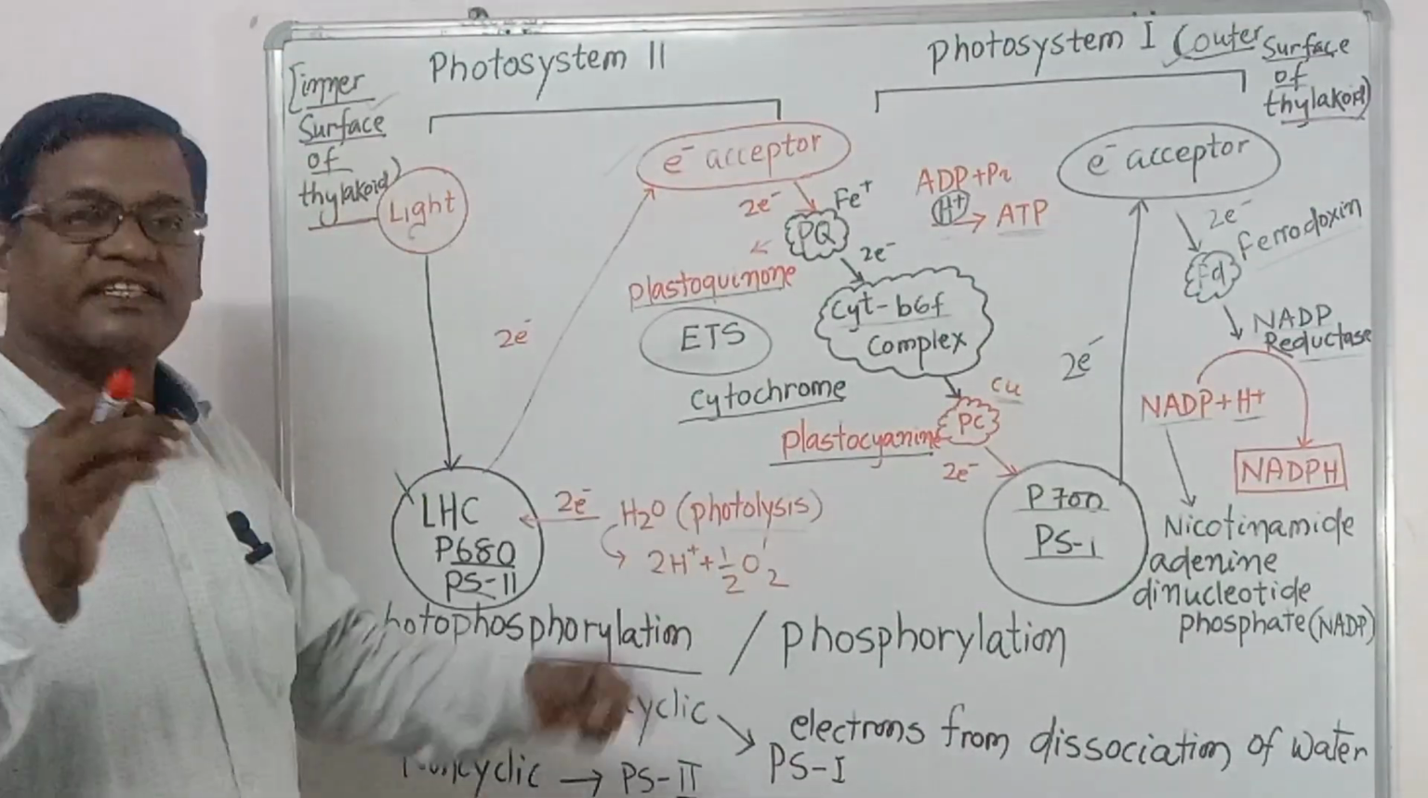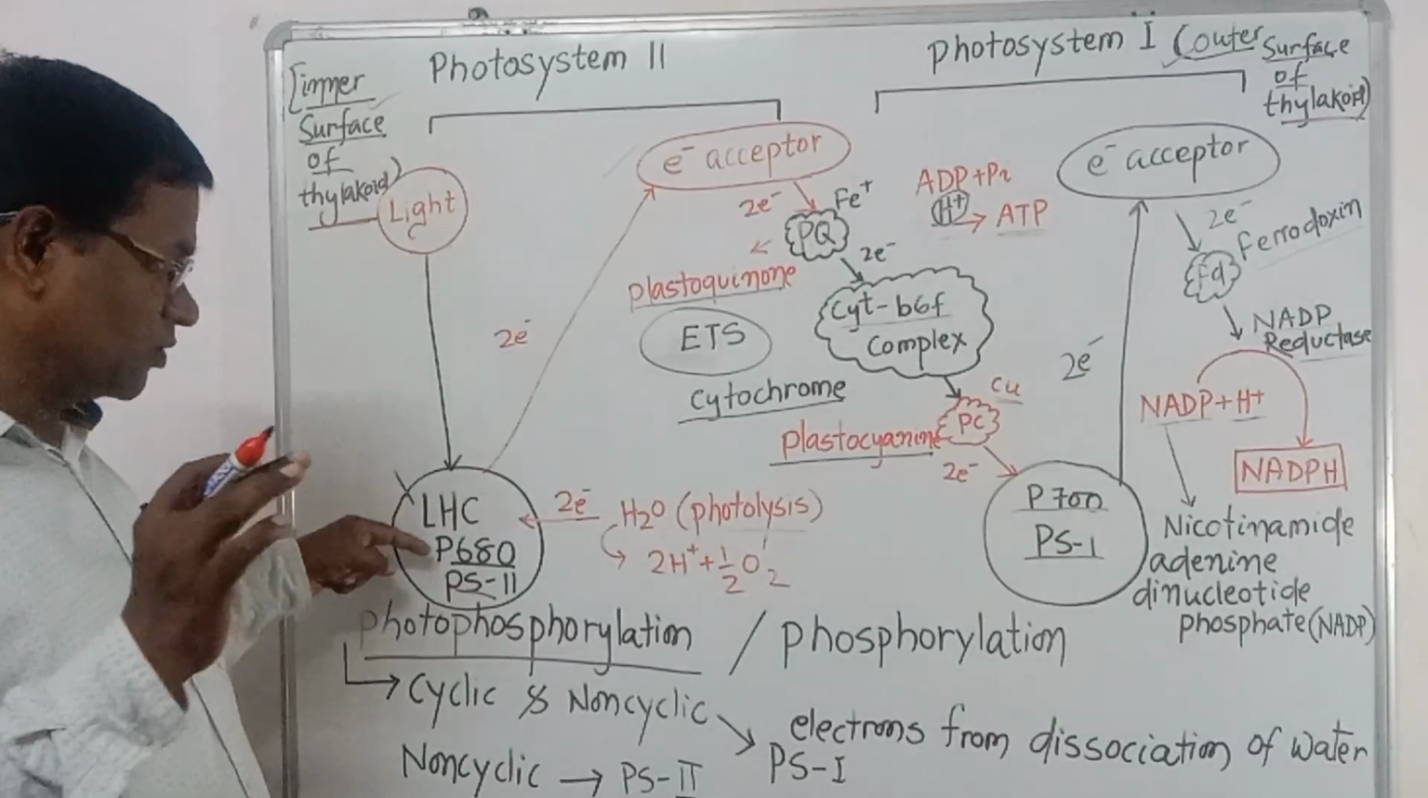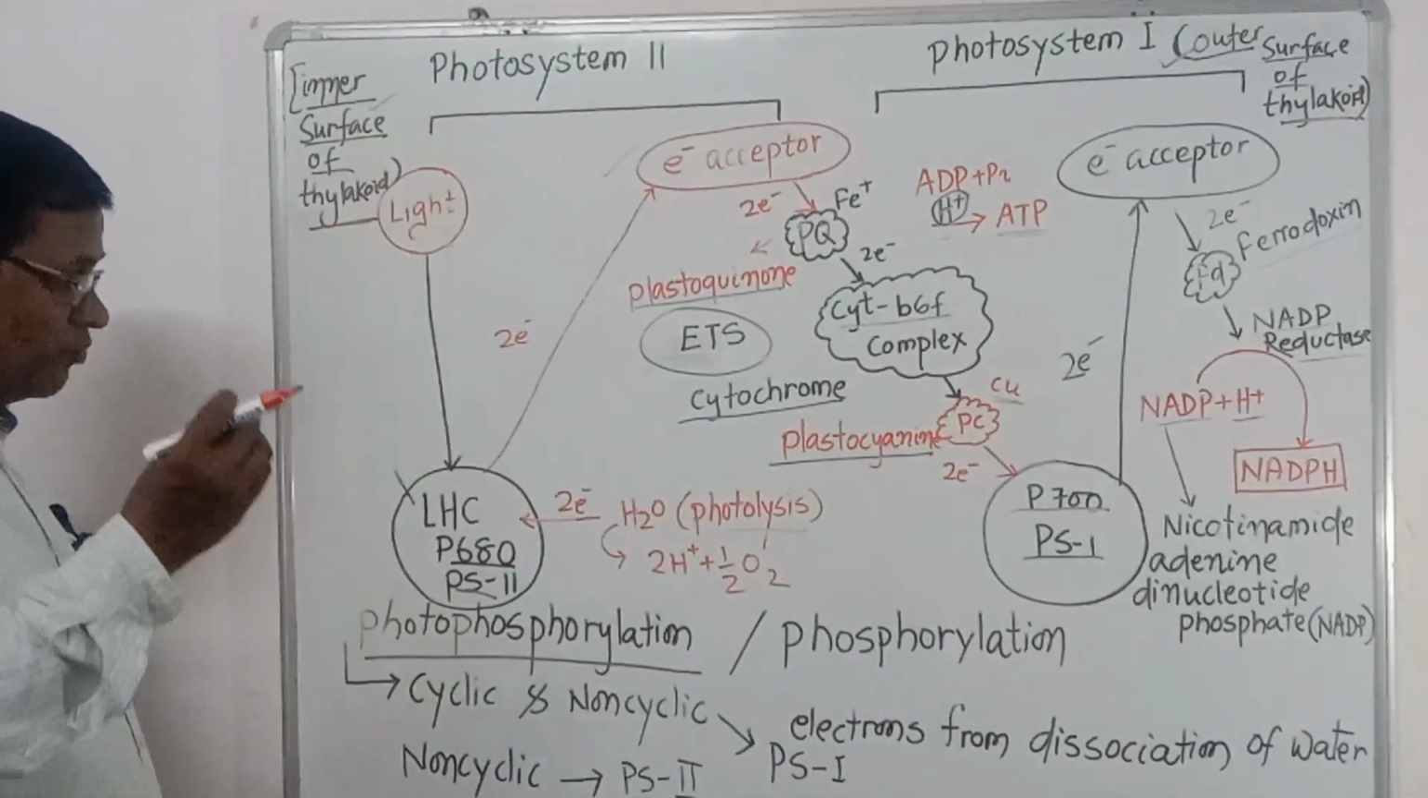Both the centers need light for their functioning. Sunlight will fall on photosystem 2, and light will fall on photosystem 1. Point 1. Second, what happens?